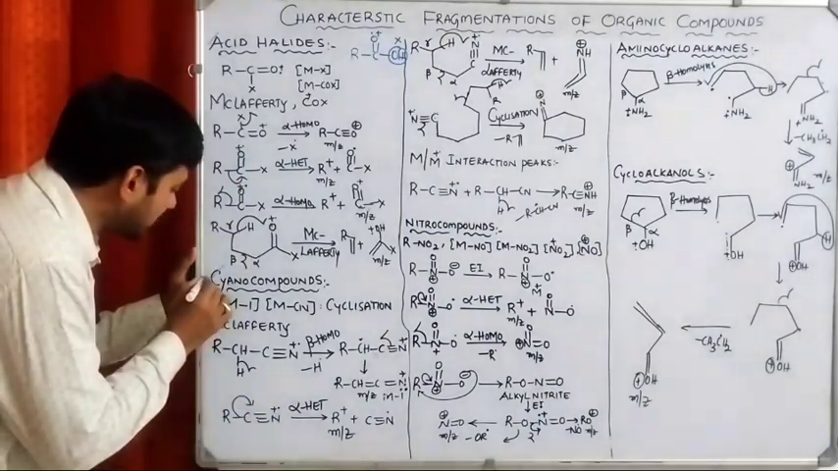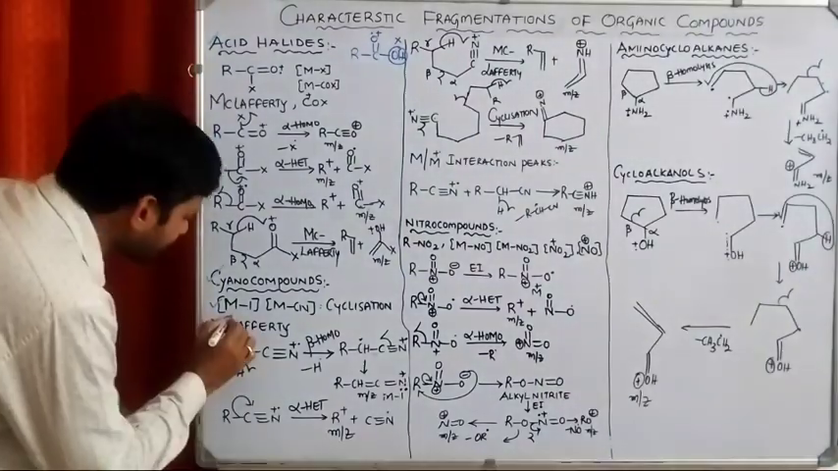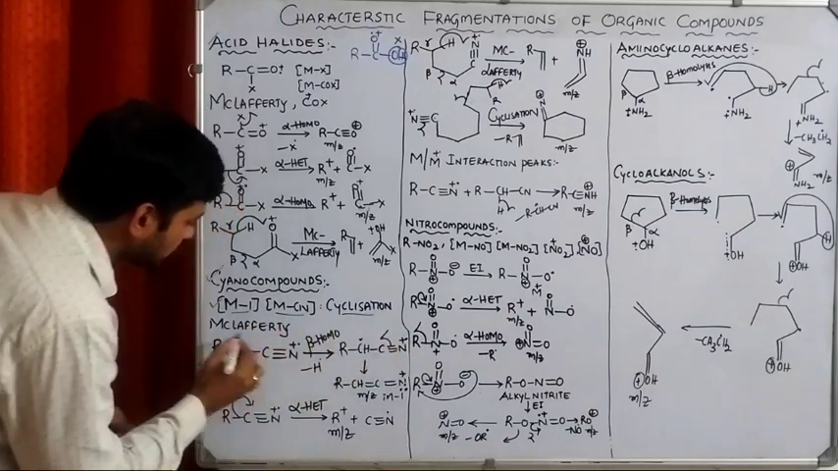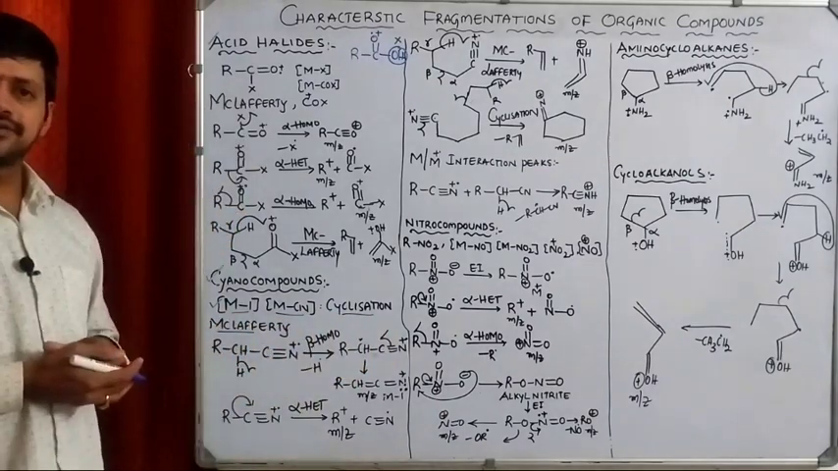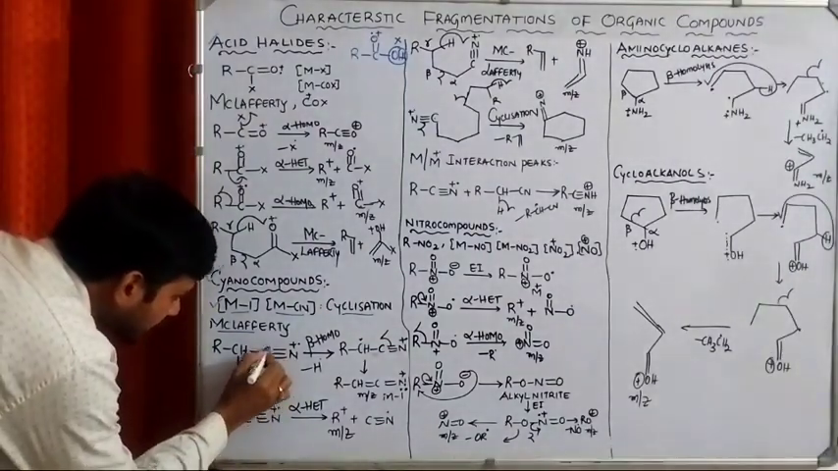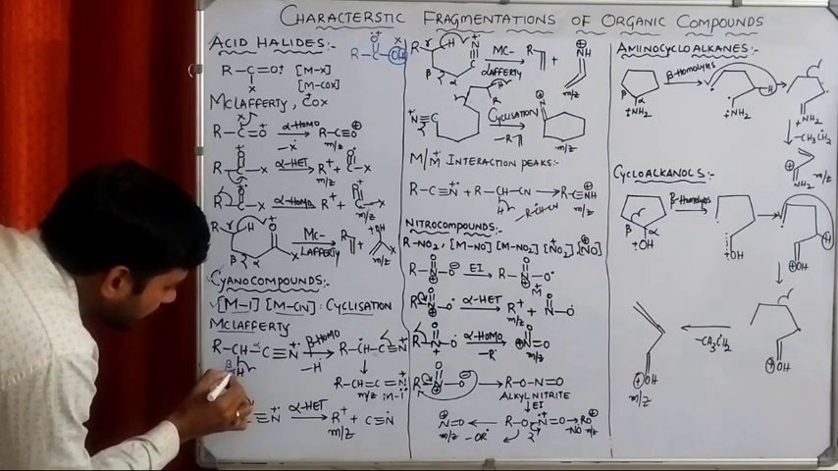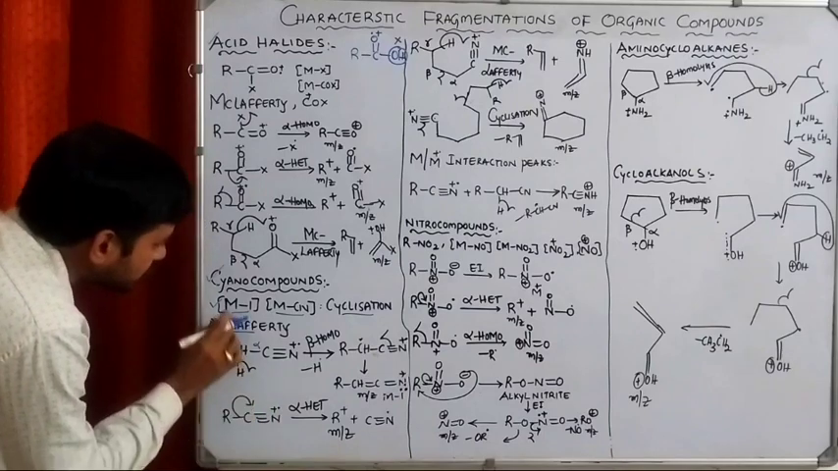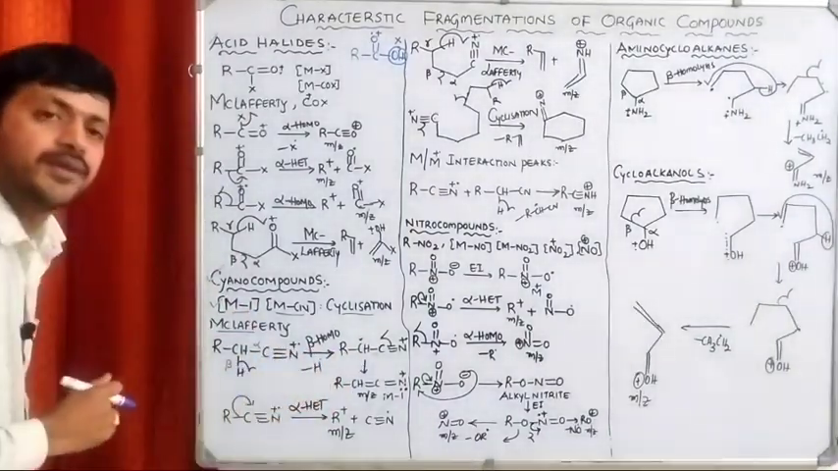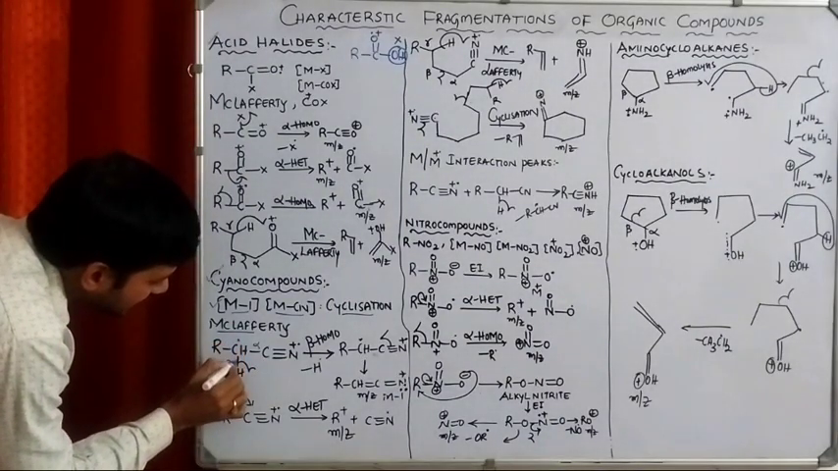Next, the fragmentations in cyano compounds. In case of cyano compounds, we are observing M minus 1 peak, M minus CN, and cyclization followed by McLafferty. See the first one. Here, with respect to the CN, this is the alpha bond and this one is the beta bond. Simply removal of a hydrogen radical means what? Weight 1 or not. That's why this peak will become the M minus 1 peak.